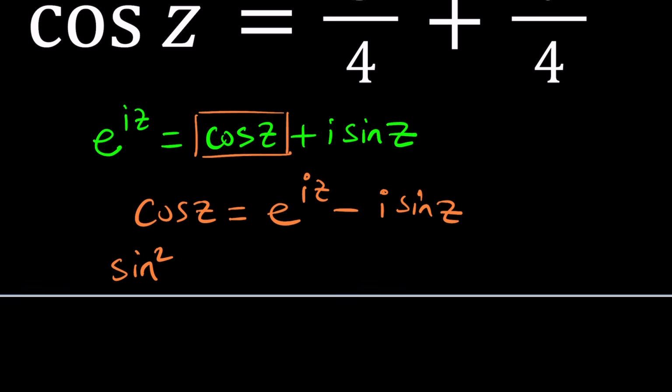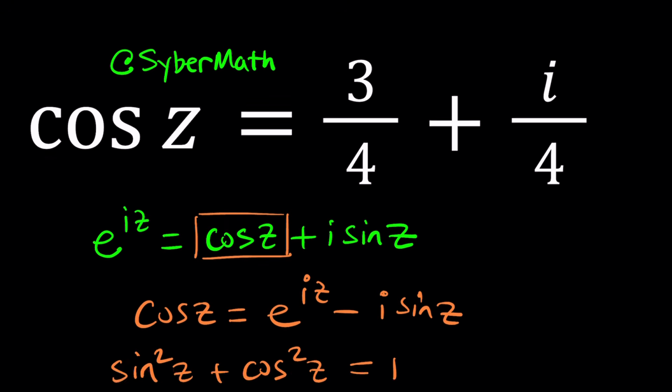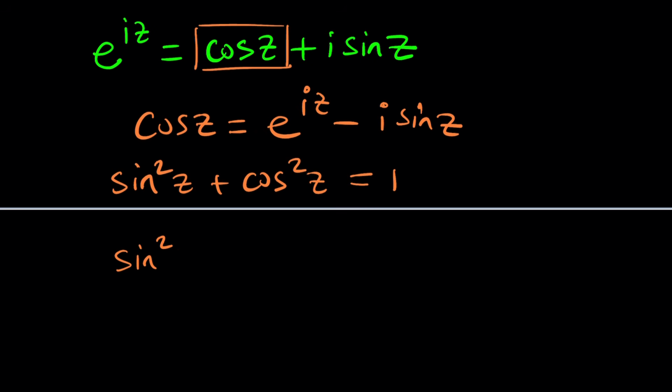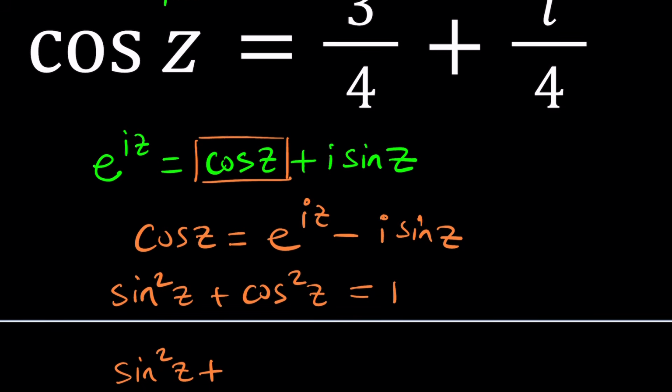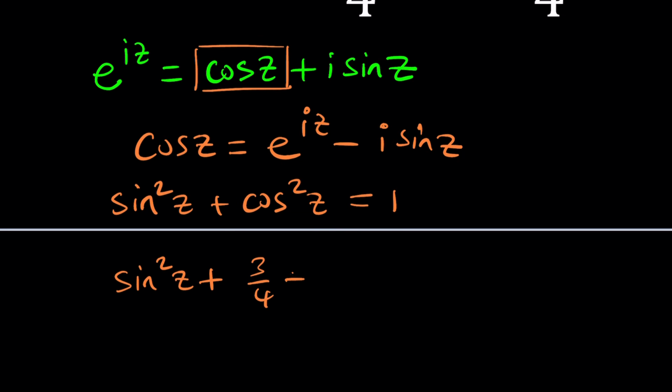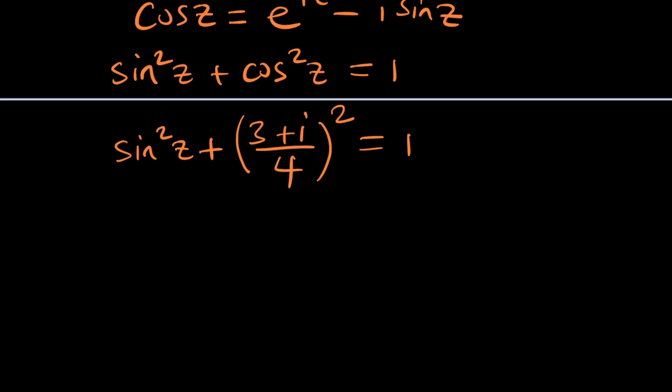We know that sine squared z plus cosine squared z is equal to 1. So if cosine z is equal to this, we can plug it in, right? So let's go ahead and substitute, 3 over 4 plus i over 4. By the way, we can write this as 3 plus i over 4. I got this problem from a book. I forgot the name of it, but I think it was something like an introduction to complex analysis or something like that. But anyways, these problems are very typical. But what am I trying to do? This is cosine z. I need to square this and find sine squared from here. Let's go ahead and find it.